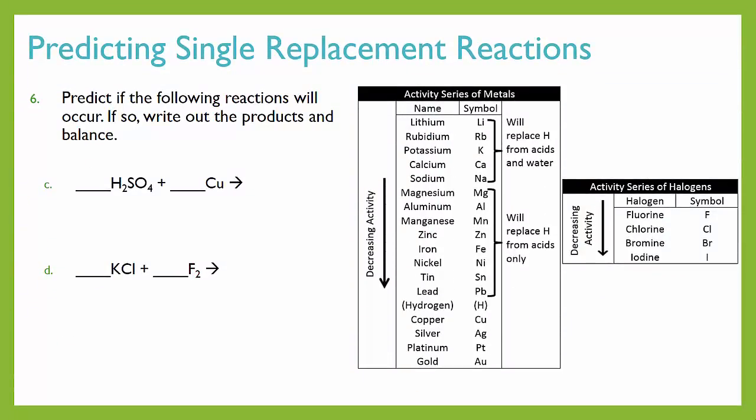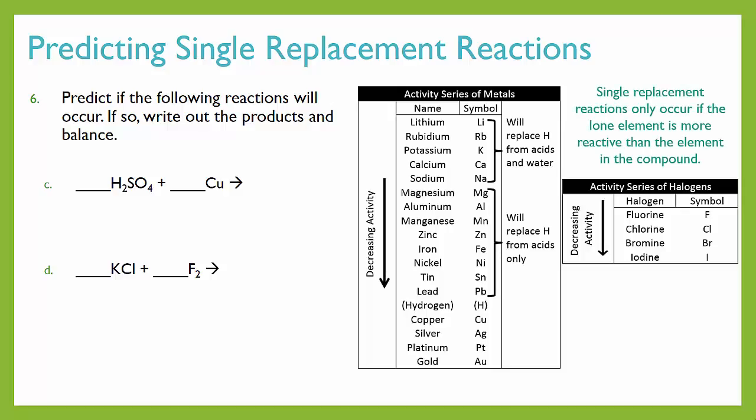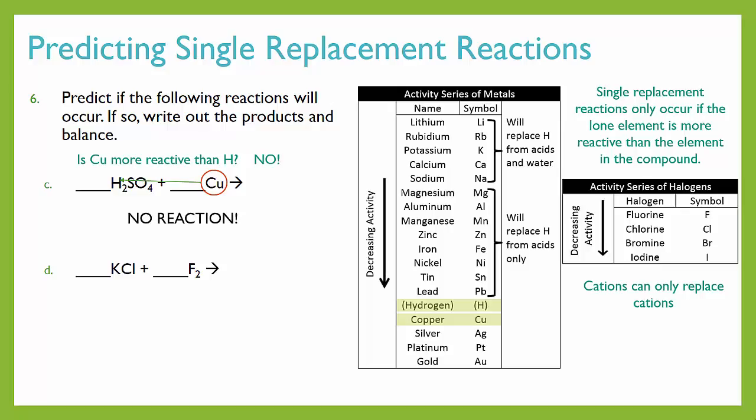For the next set, once again, same rule applies. For single replacement reactions, they're only going to happen if that lone element is more reactive than the element in the compound. So I've got copper as my lone element, and cations like copper only replace other cations. So my other cation is hydrogen. So is copper more reactive than hydrogen? If you look, copper is under hydrogen, which means no, there's going to be no reaction here.